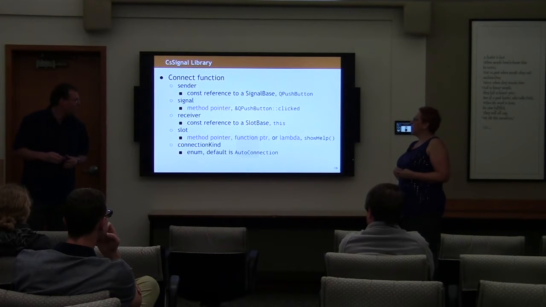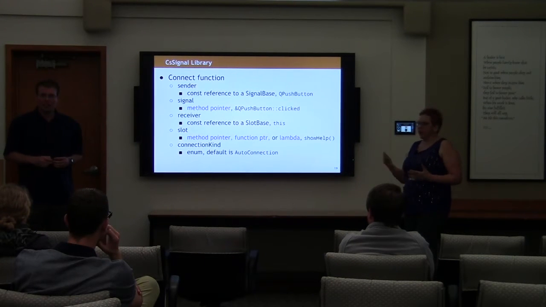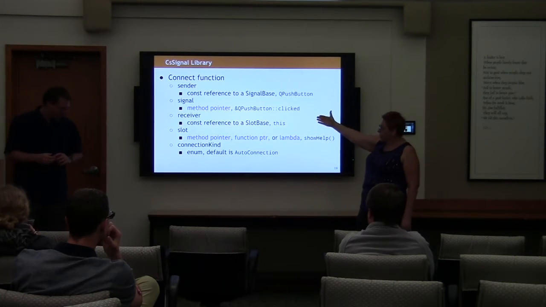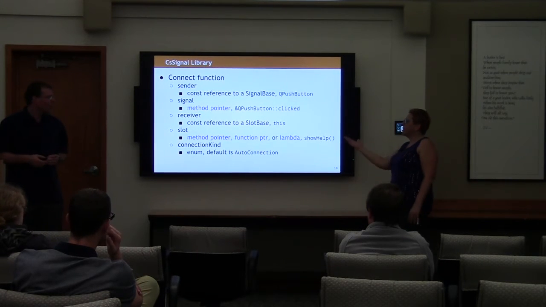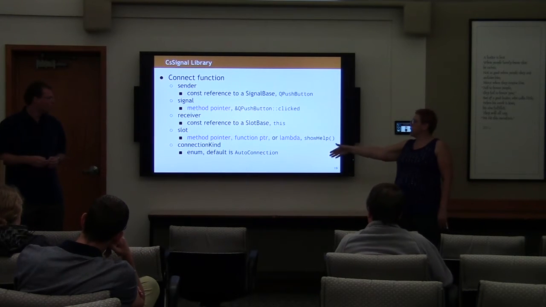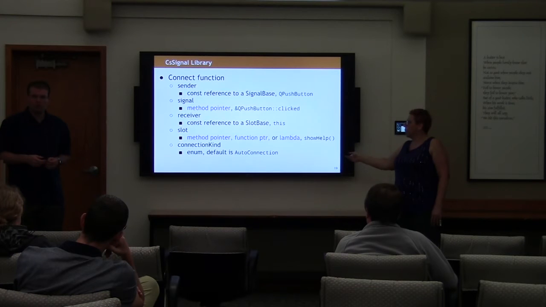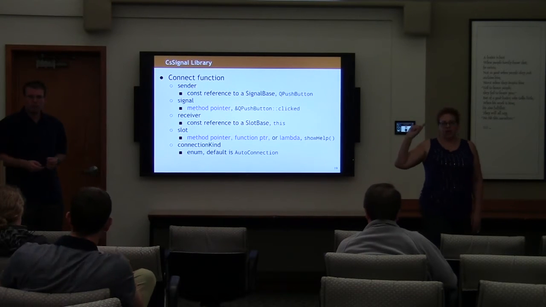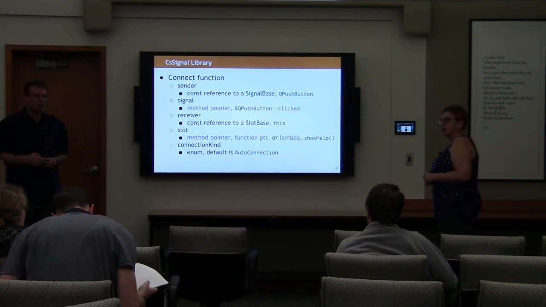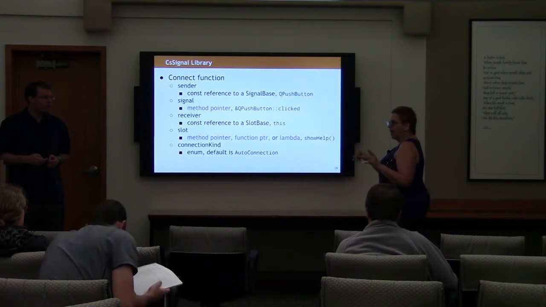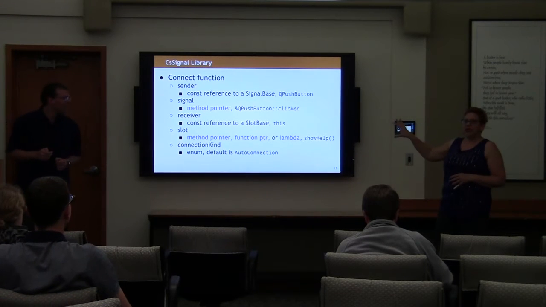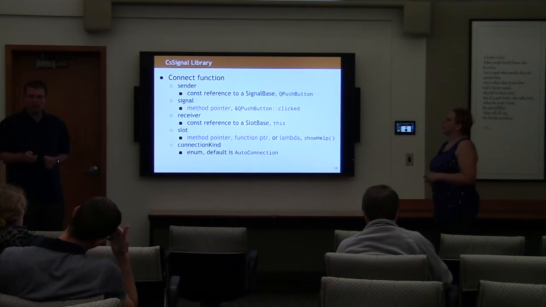So a connection consists of all of these pieces: the sender, which is a const reference; a signal, which is a method pointer; the receiver, which is a const reference; a slot, which is a method pointer, function, or a lambda; and then the connection. Slightly different for people who have used Qt or looked at CopperSpice, and we will get to quoted strings. Quoted strings aren't in the signal library, but they are in CopperSpice.